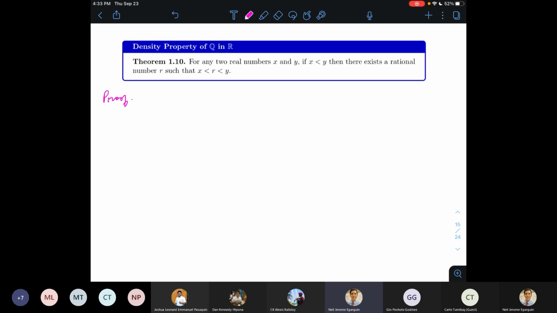So here, sabi dito, ang ating assumption lang ay x and y are real numbers with x being less than y. And we only assume x to be less than y so that we have the inequality in the conclusion. It doesn't matter, you just relabel x and y if y happens to be less than x, okay? Now, we want to show that there exists a rational number r such that the following inequality holds. So r is strictly between x and y, okay?